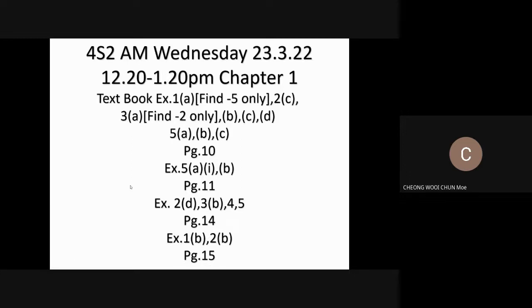Wednesday, the 23rd of March. So you have to do, using the textbook, Exercise 1A, find 1 to 5 only. 2C, 3A, find 1 and 2 only. B, 3B, 3C, 3D, 5A, B, C, page 10.